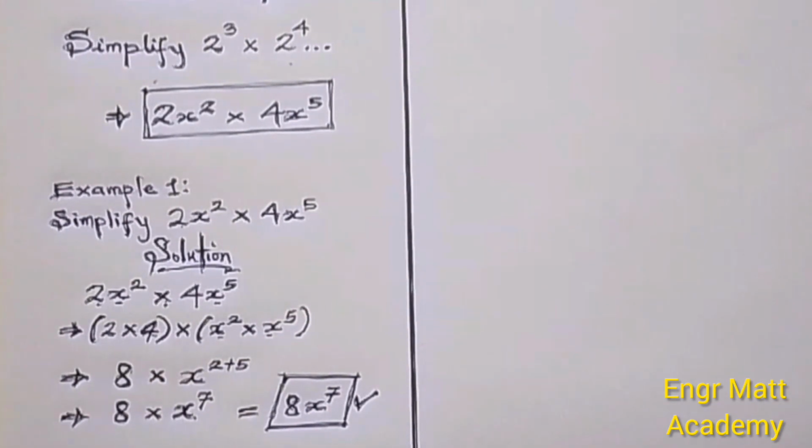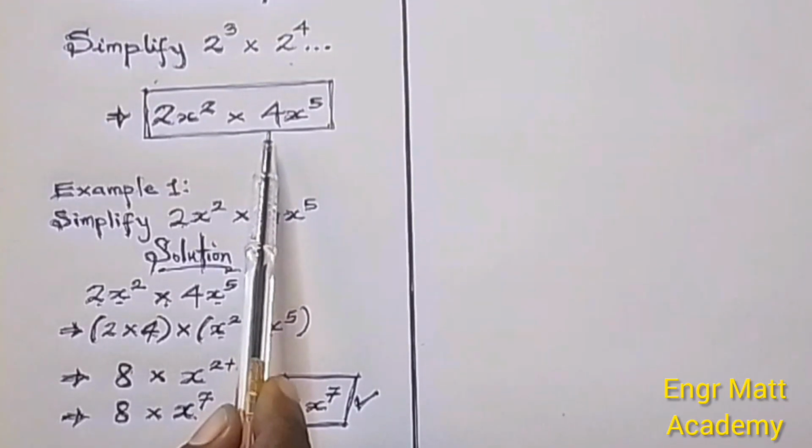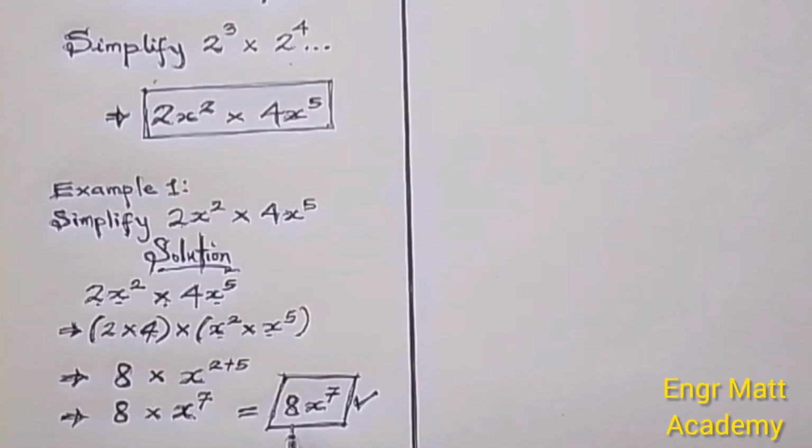The trap is that some students may add 2 and 4. They will get 6, and their answer will be wrong. Now let's move on to the next example.